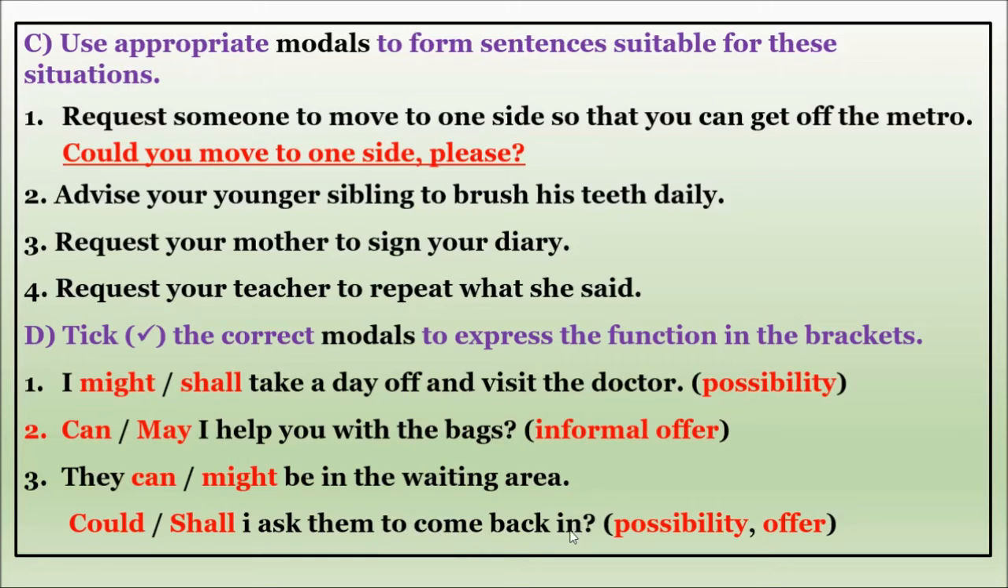Now check the answers, students. For the first one might, second one can, third one is might and shall. Okay. 1, 2, 3 we have finished. 4, 5 and 6 you have to tick the right answer as per the functions given in these brackets. Okay guys. So the remaining 3 you have to do as workouts.